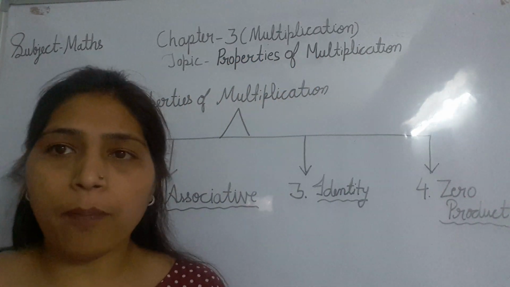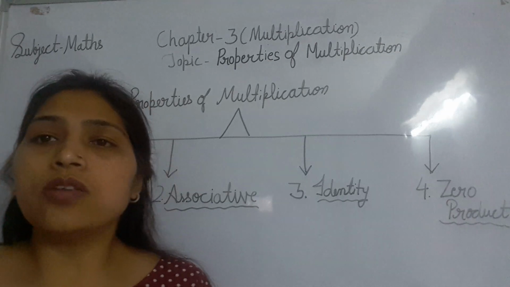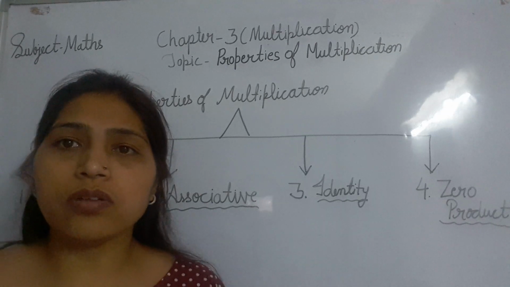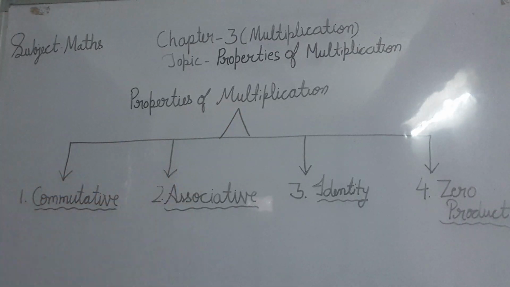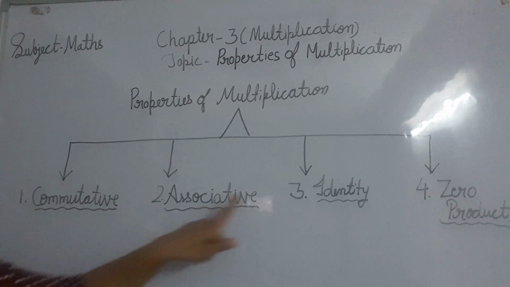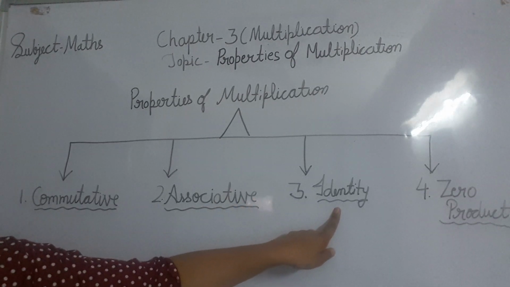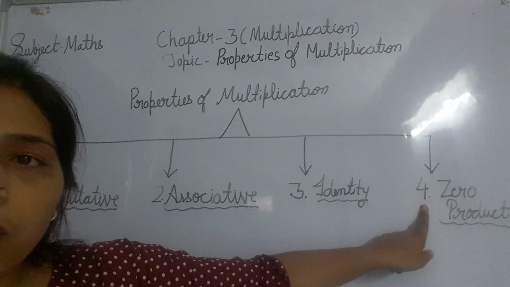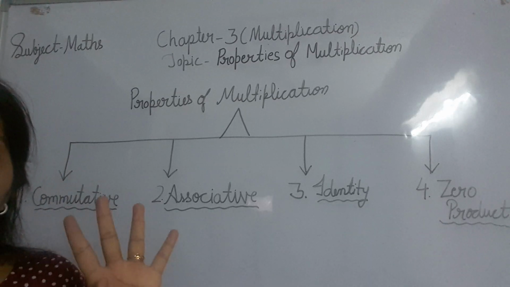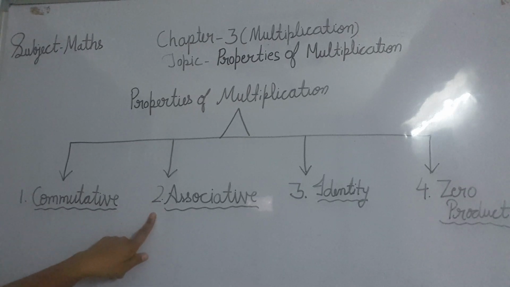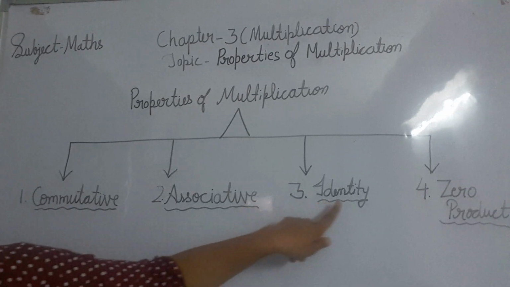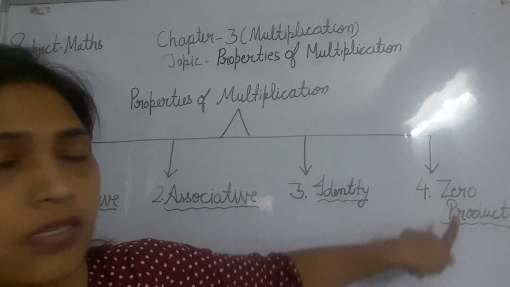Like addition and subtraction have a few properties, in the same way multiplication also has a few properties. So let's see, multiplication has four properties. The first is the commutative property, the second is the associative or grouping property, the third is the identity property, and the fourth one is the zero product property.